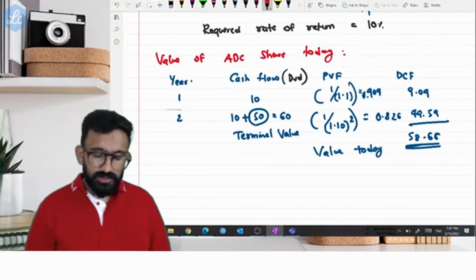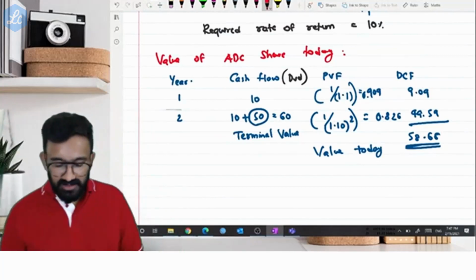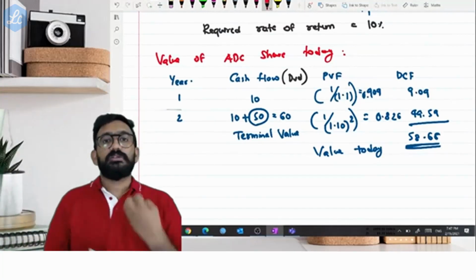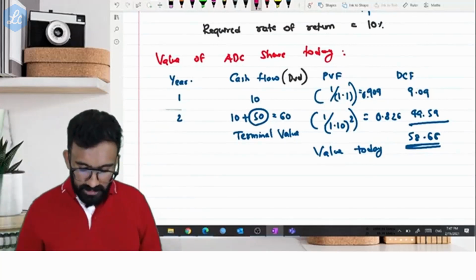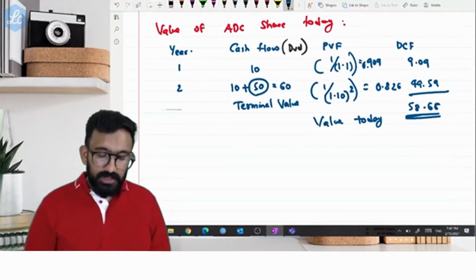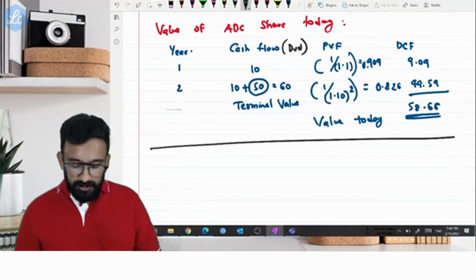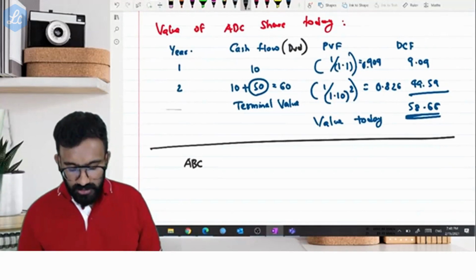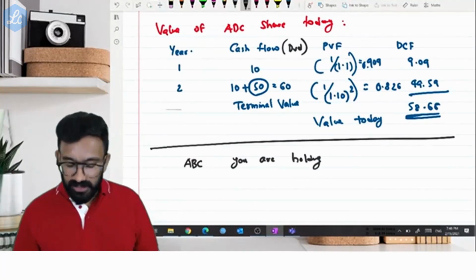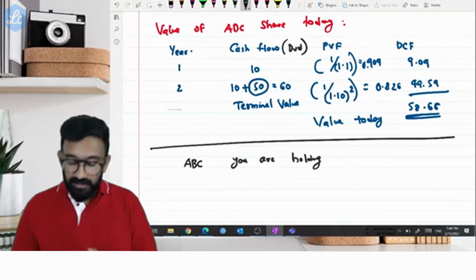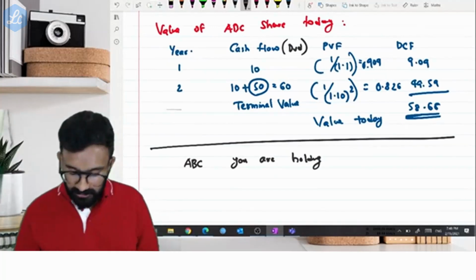Okay, so this is how you generally compute a vanilla case of value. You have to just find out how much is the future value and then discount it. That's it. Next is, what if this particular ABC share you're holding forever? I don't have a terminal value. I'm holding it till infinity.